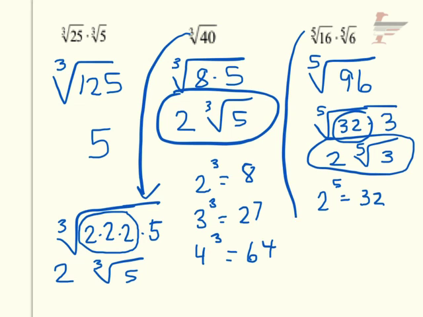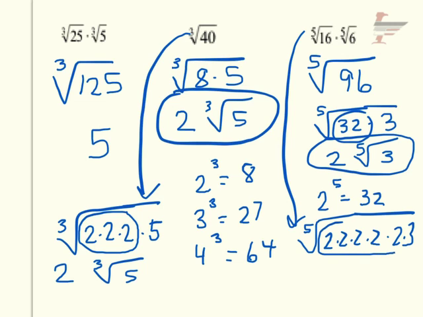If you prefer to break things down, you could break that down to the fifth root of 16 is 2 times 2 times 2 times 2, and 6 is 2 times 3, and then you see that there are 5 2's, so those 5 2's cancel out and bring it out, and then you've got the fifth root of 3.